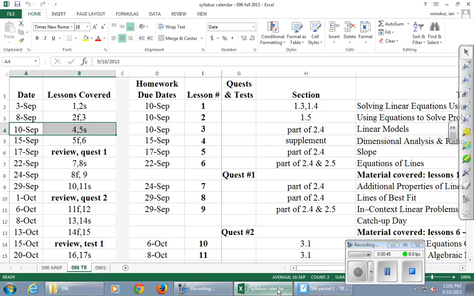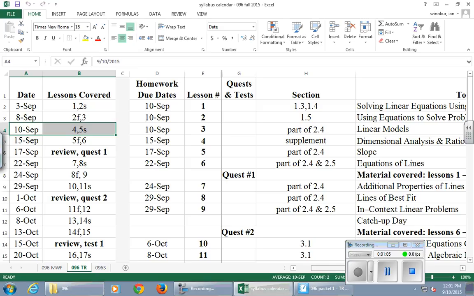Just a quick heads up, 1 week from today, September 17th, is our very first quest. Quest is bigger than a quiz, not as big as a test, so just kind of merge those words together to get quest.